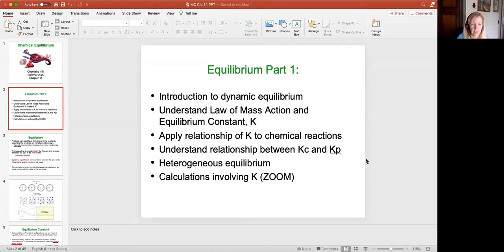those two concepts are not related at all. So you can have a really fast reaction that doesn't go to completion, and you can have a really slow reaction that goes to completion. And so the rate has no effect on the extent of a reaction that will happen. And what we're going to cover today in part one is we're going to look at dynamic equilibrium. We talked a little bit about dynamic equilibrium when we were talking about solution chemistry.